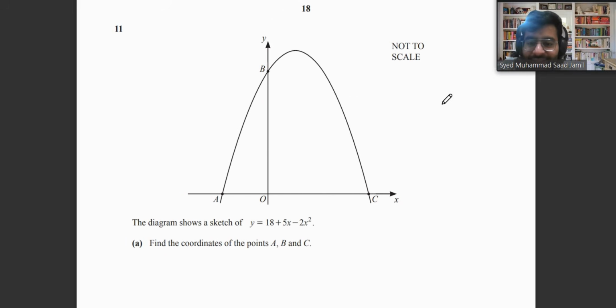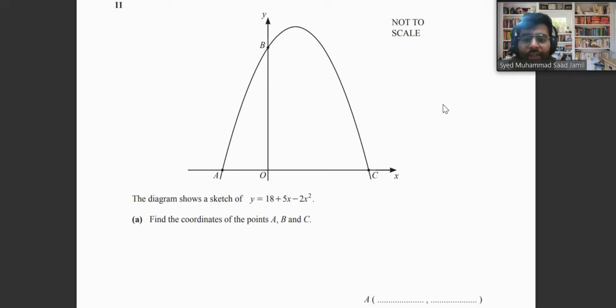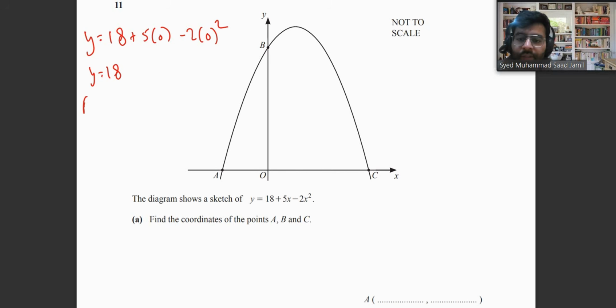So it says the diagram shows a sketch, find the coordinates of A, B and C. Okay, so look, B, we already know that the value of x is 0, so y is equals to 18 plus 5 multiplied by 0 minus 2 multiplied by 0 square, so y is equals to 18. So the coordinates of B are 0 comma 18.